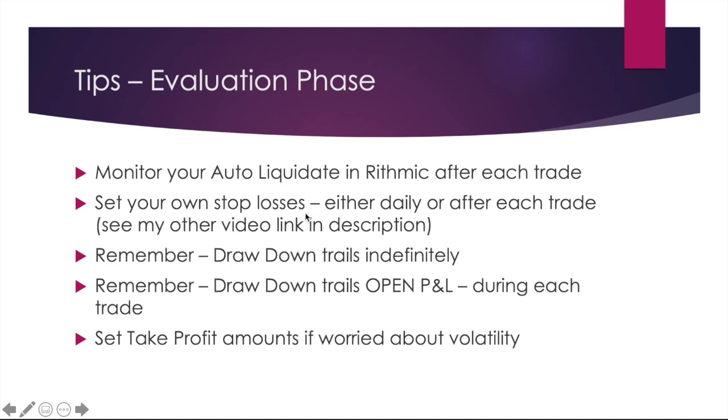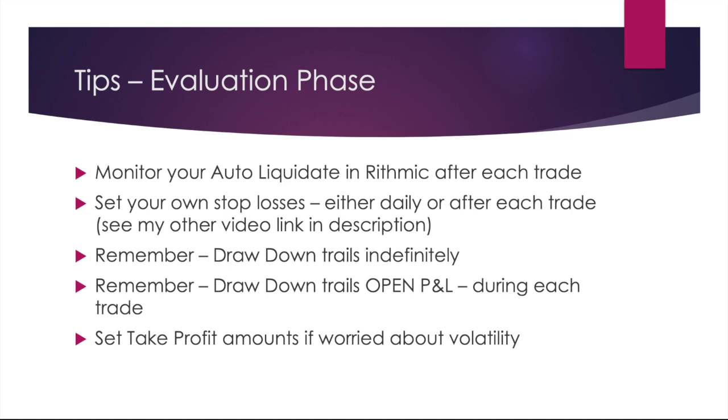So let's say it's day one. You have a $100,000 account. You have a $3,000 trailing drawdown. You can set your own stop loss at $1,000. What will happen is if you hit it, Rithmic will kick you out, but you obviously don't violate a rule. It's just your own rule. Now, you can also go back in and change that if you did really want to keep trading, but it will at least kick you out. So watch that video if you want to learn how to set your own stop loss.